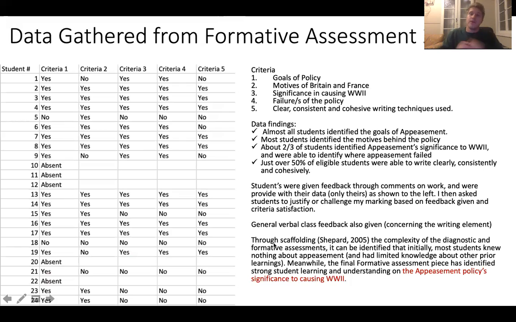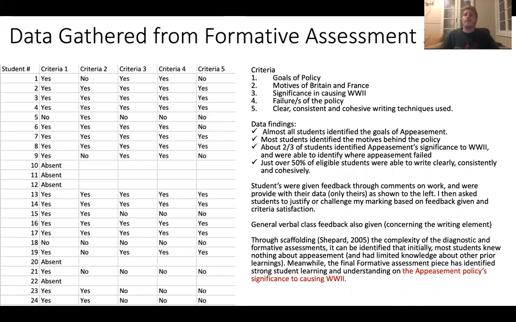So the data gathered from the final assessment piece across the class, again, with the criteria up here: goals of policy, motives of Britain and France, significance in causing World War II, failures of policy, clear, consistent and cohesive writing techniques used. Our findings from the data are that almost all students were able to identify the goals of appeasement. Most students were able to identify the motives behind the policy. Two thirds were able to identify its significance to World War II and where appeasement failed. And then over half were able to do that fifth criteria well.